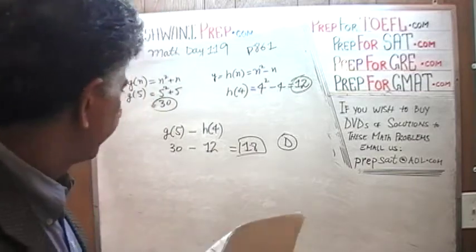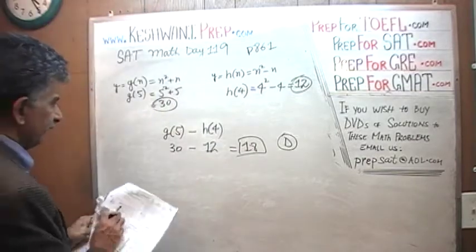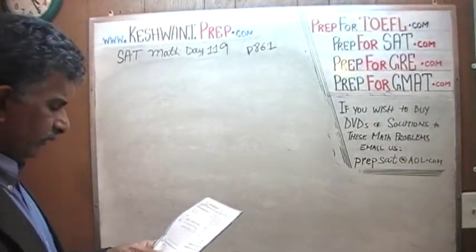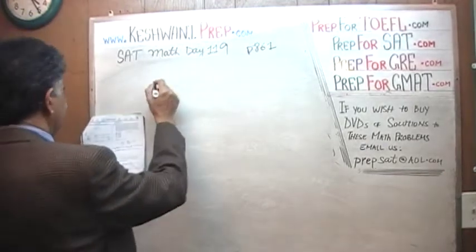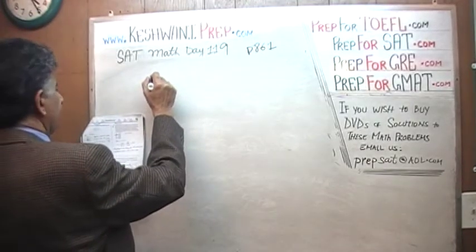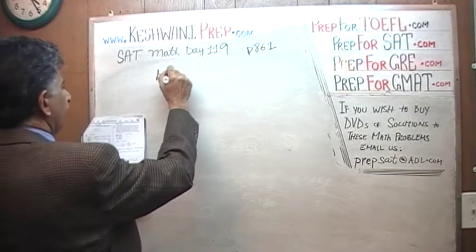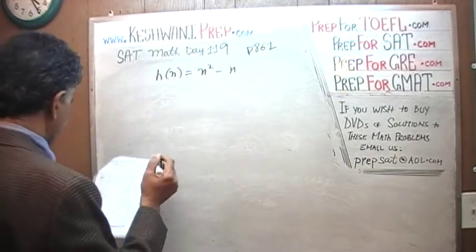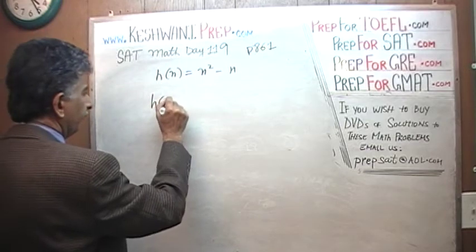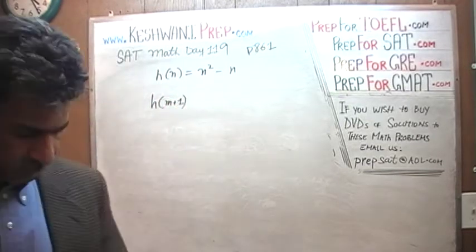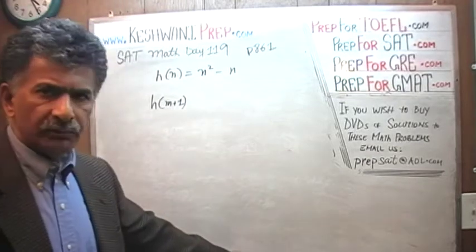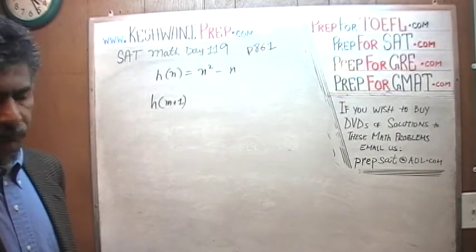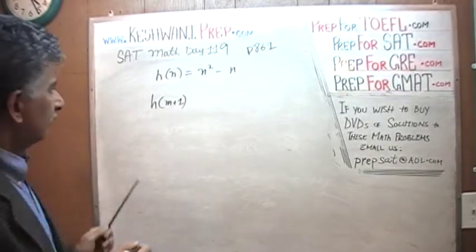Number 14. We are done with number 13, that's it. The answer is 18. Which of the following is equivalent to, and let's first, before we write things down, the function is h of n equals n squared minus n. And they're asking us h of n plus 1, which is very simple, very straightforward. All we have to do here is plug in n plus 1 wherever we see n. Just plug in n plus 1 and do the problem.